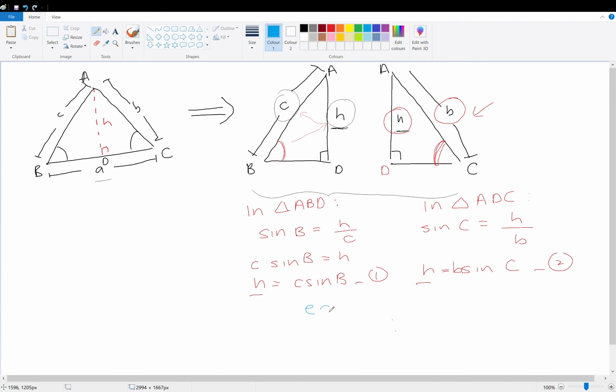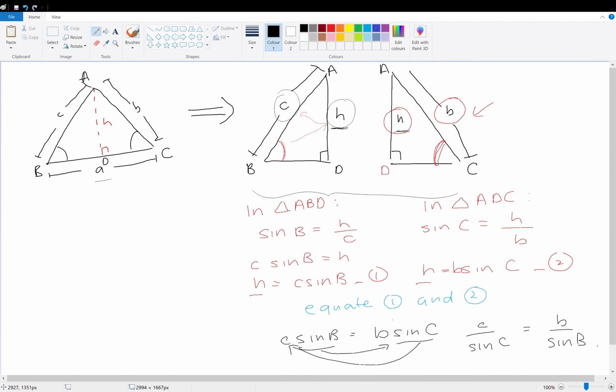Let's equate 1 and 2, which means c sine B equals b sine C. Then I'm going to divide that over and that over to the other side, so I eventually get c over sine C equals b over sine B. And that works for any non-right angle triangle. So there is a relationship between the angles and the sides.